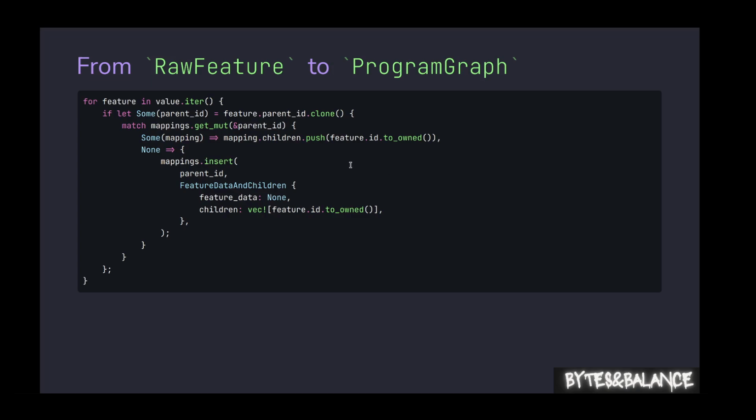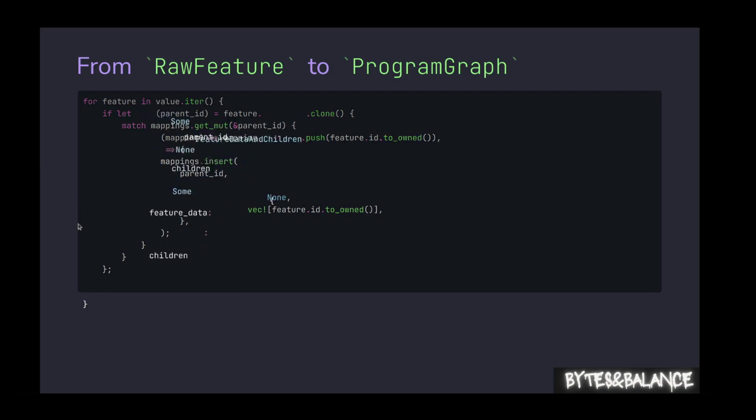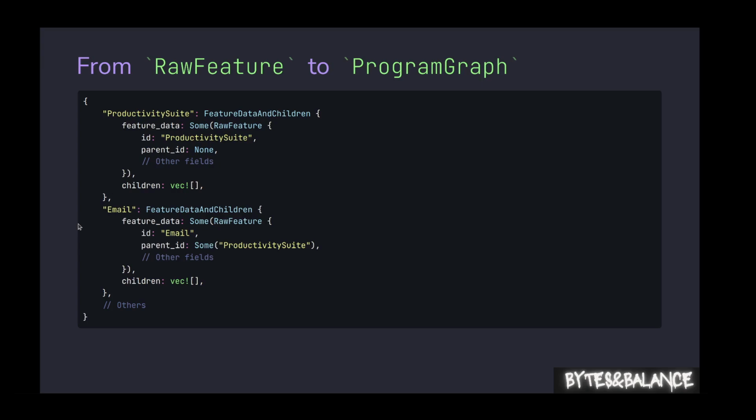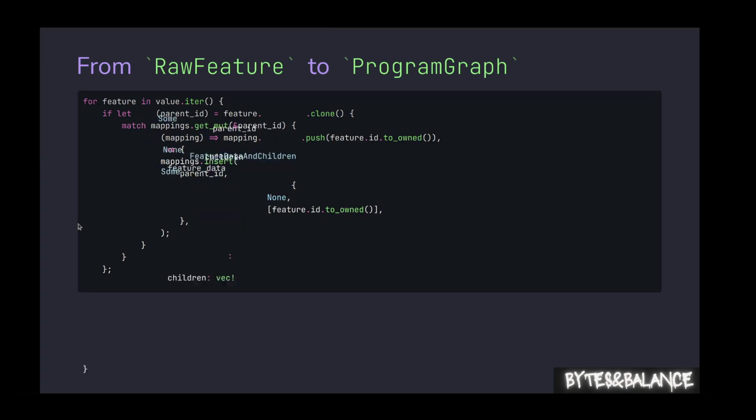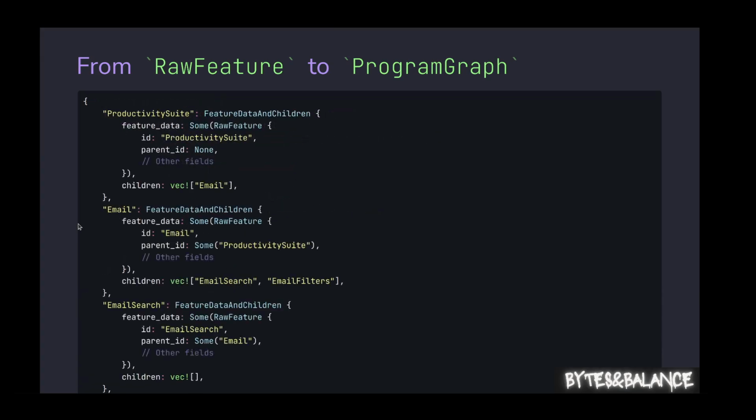And if the parent does not exist, it inserts a new entry for the parent with no feature data, but initializes the children list with the current feature's ID. And then we get from this previous one that we had the children vector of empty. We run this part, and then we get this one. So now each of them has the vector of the children.